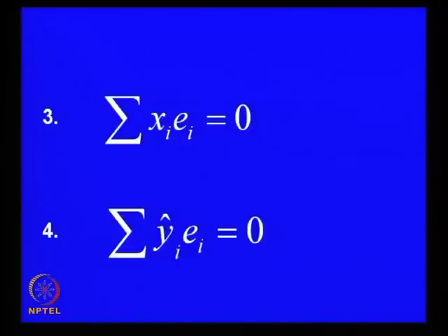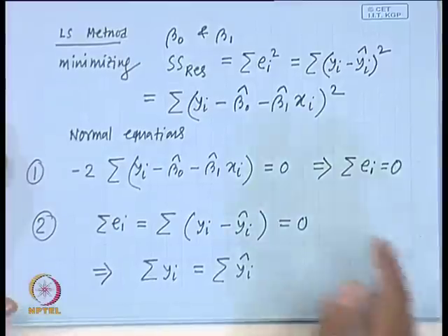So the sum of residuals e_i weighted by the corresponding value of the regressor variable, this is the value of the ith regressor variable, is equal to 0. And the fourth property says that summation y_i hat e_i is equal to 0. That means the sum of residuals weighted by the corresponding fitted value of the response variable is equal to 0. Let me prove these two properties, property 3 and property 4.